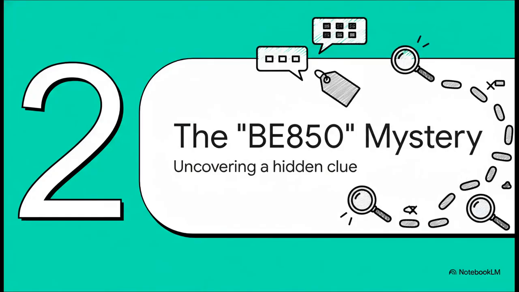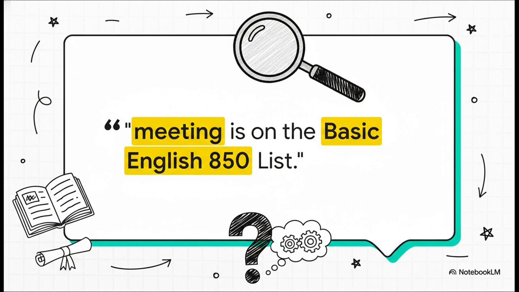You know, that little tag, that's everything. It's the key that unlocks this whole concept. It's not just some random label. Nope, it's a breadcrumb, and it leads to something way, way bigger. And look, the page itself gives us the next piece of the puzzle. It says right there, meeting is on the basic English 850 list. Okay, now things are getting really interesting.